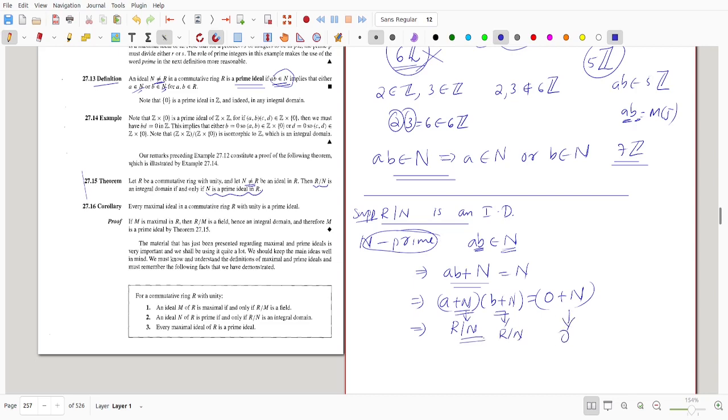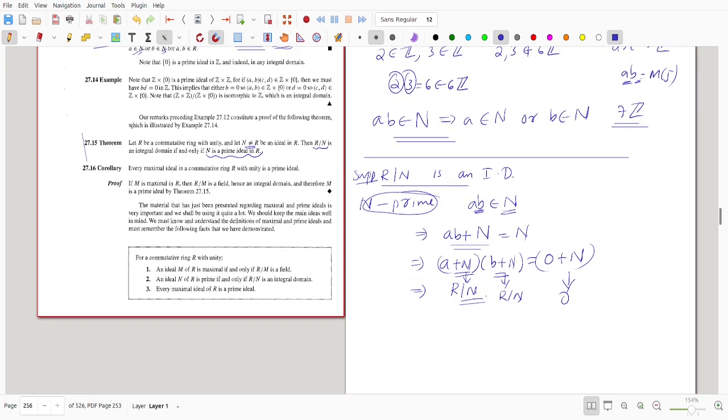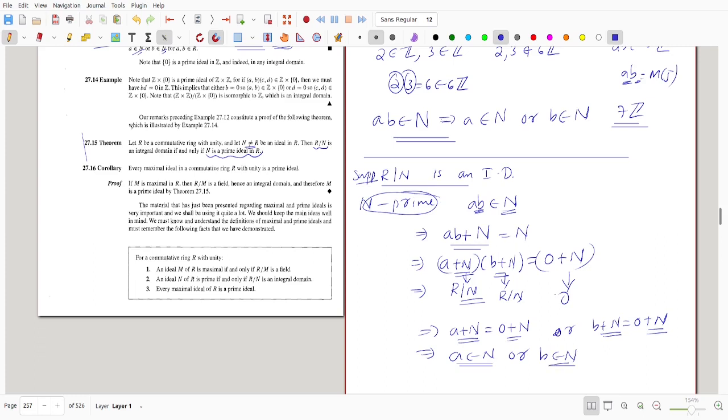But our assumption is R over N is an integral domain. R over N is an integral domain means one of them is 0. Either A plus N equals 0 plus N or B plus N equals 0 plus N. One of them should be 0 because R over N is an integral domain; there are no zero divisors. So what does it mean? The coset containing A, which is A plus N, is the same as 0 plus N. That means A belongs to N. Or the coset containing B is equal to N, that is B is also a member of N. So either A belongs to N or B belongs to N. This shows that N is a prime ideal.